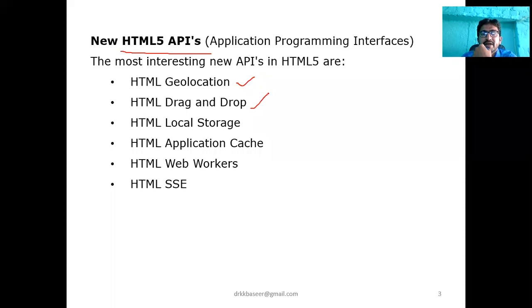The second API added is drag and drop. Consider this is an HTML page, and there is an image and a text area. If you want to drag and drop an image into this text area, into this location, you can do that. That feature is also added in HTML5 as an API.